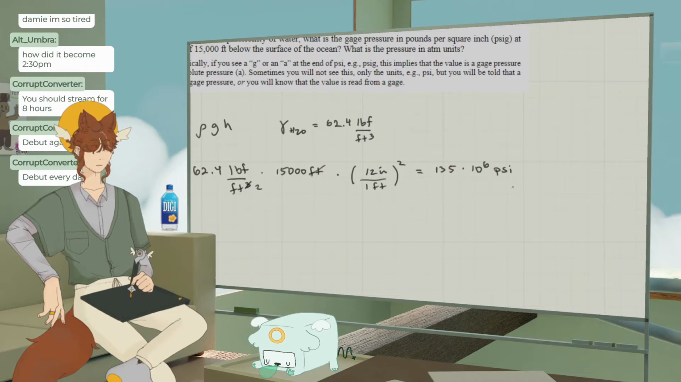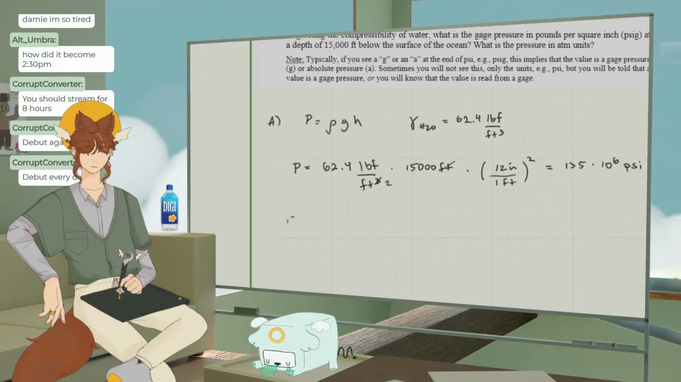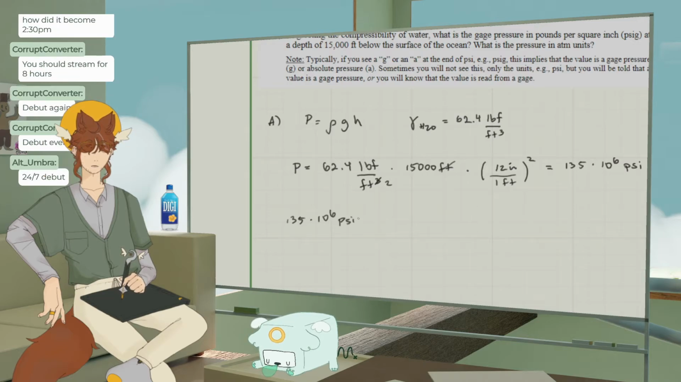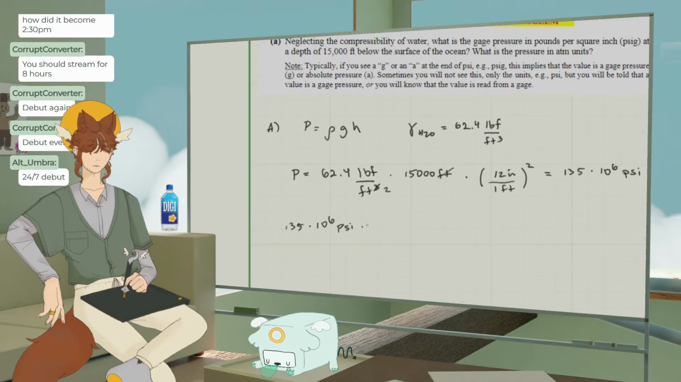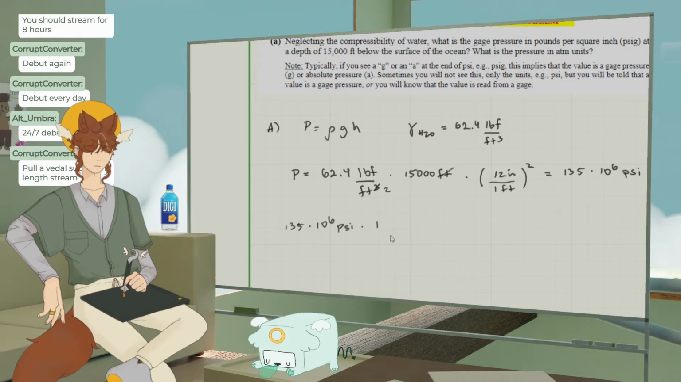I literally just forgot what this was. 135 times 10 to the 6th PSI times, what did I say? 14.696 PSI. The 1 ATM.